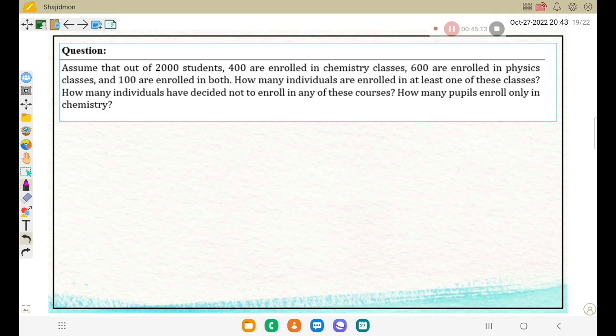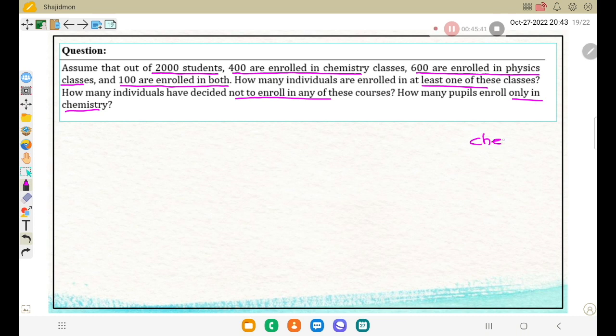Assume that out of 2000 students, 400 enrolled in chemistry classes, 600 enrolled in physics classes, 100 enrolled in both. How many individuals enrolled in at least one of these classes? How many individuals decided not to enroll in any of these classes? How many people enrolled only in chemistry? These are the questions. So here two subjects are involved.